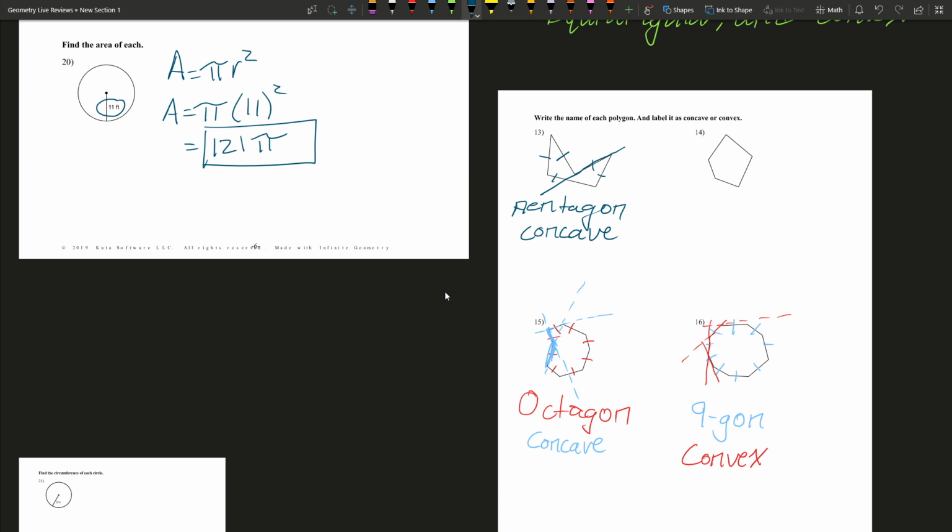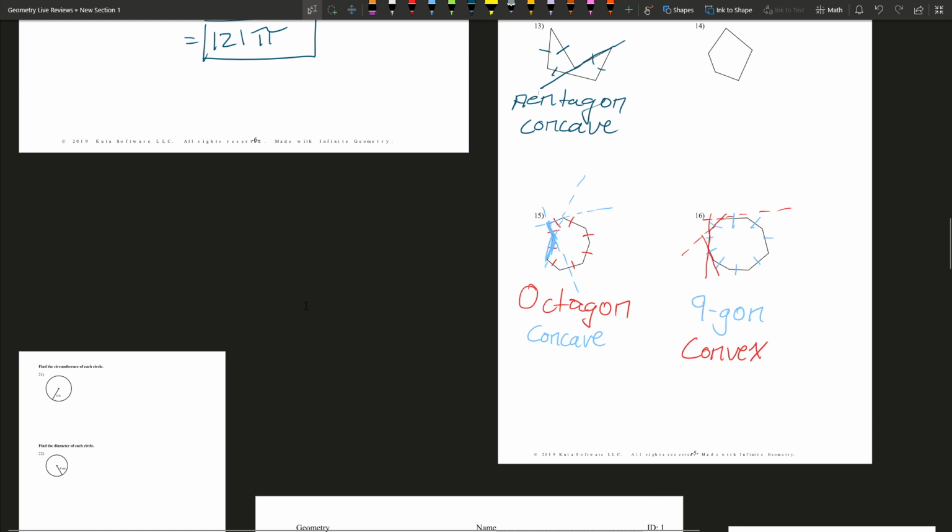Yes, you have to memorize the formulas for circles. I'll get to 21 here in a second. That'll clear it up a little bit.